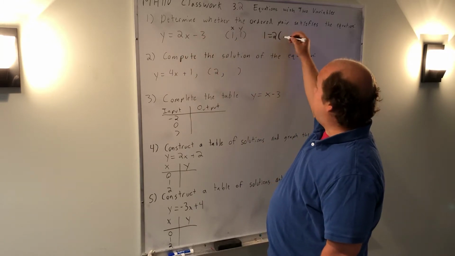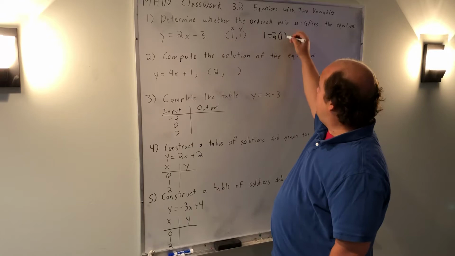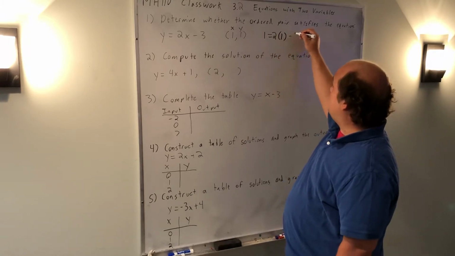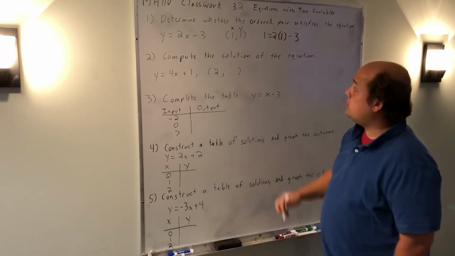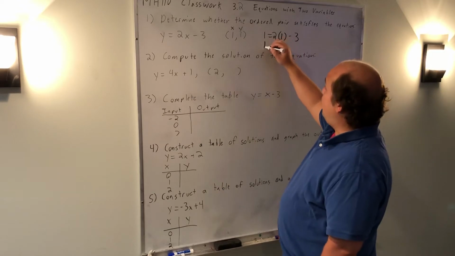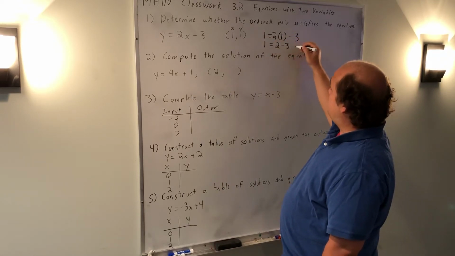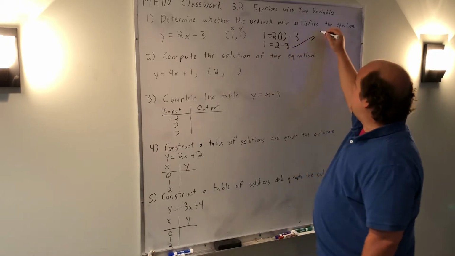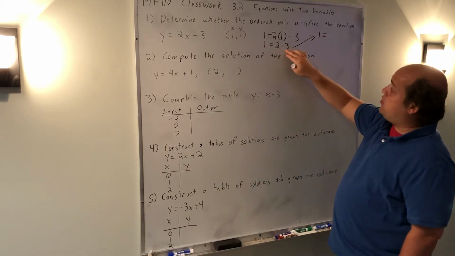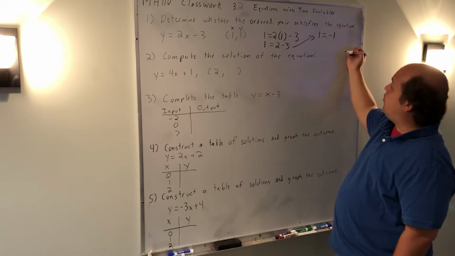1 equals 2 times, I'm going to replace it with the x coordinate, 1, minus 3. So that tells me that 1 equals 2 times 1 gives me 2 minus 3. That tells me 1 equals, when I do 2 minus 3, I get negative 1.